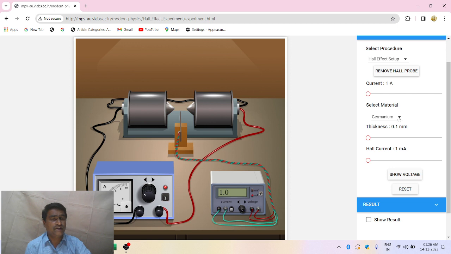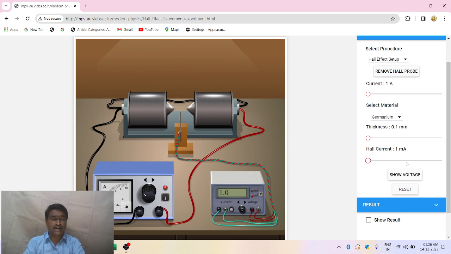Okay, we are going to find the Hall coefficient for germanium, and we are taking the thickness of the germanium strip as 0.1 millimeter. We are sending this much current, that is Hall current, 1 milliampere. Then here we have to note down these values.